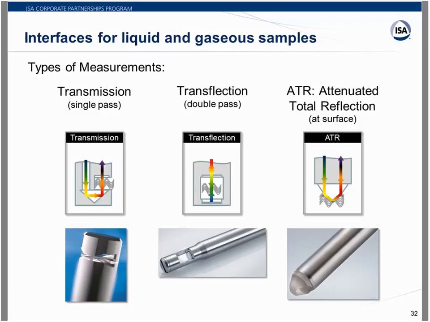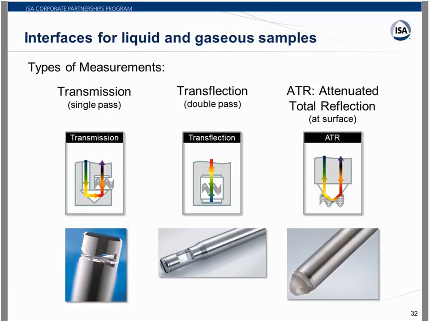Now, a transflection probe is a double pass probe where you would actually put a mirror on one side of the probe, and so you would actually bounce it on the mirror and pass it through the sample a second time. So you basically have an optical measurement of twice the path length of the mechanical distance. Now, both transmission and transflection probes will have path lengths usually about 1 to 20 millimeters.